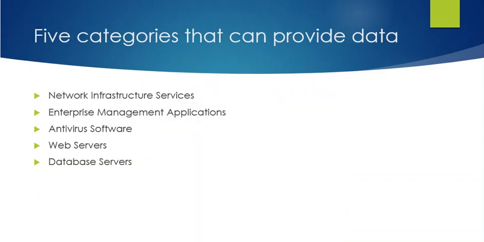There are 5 categories that can provide data for an incident: network infrastructure services, enterprise management applications, antivirus software, web servers, and data servers. Those are all the places that you could collect data for your incident.